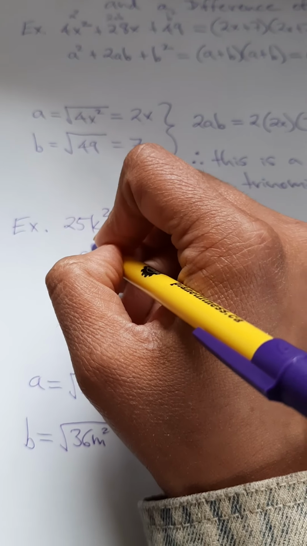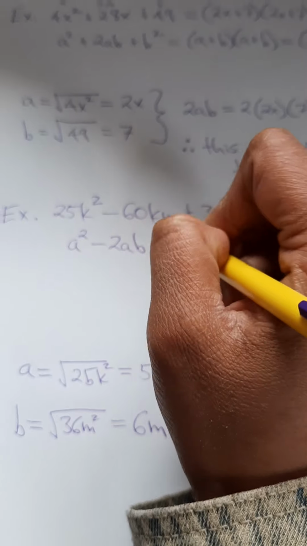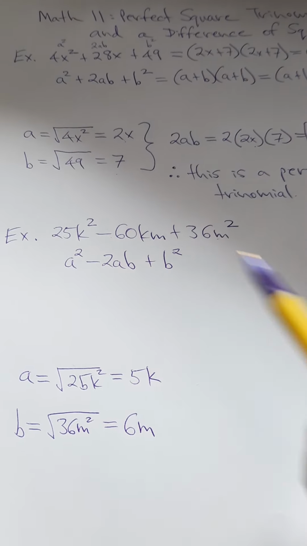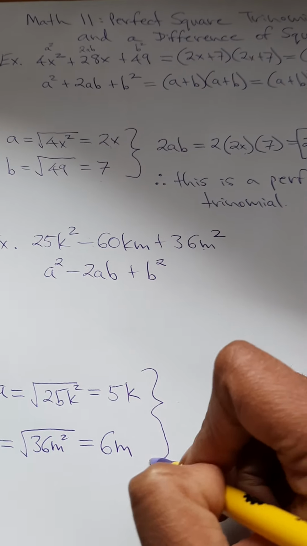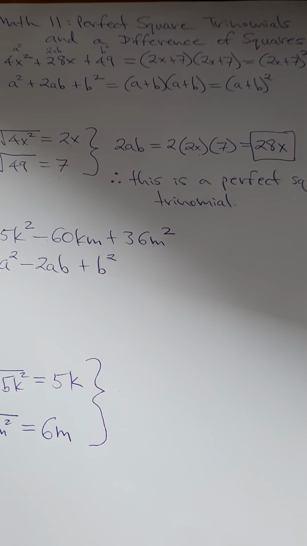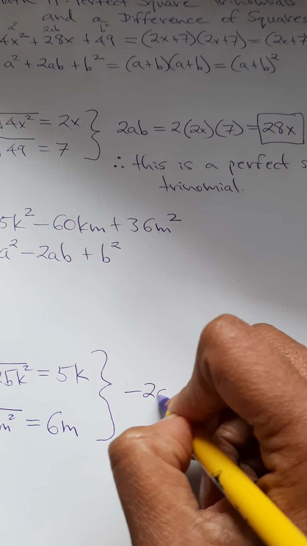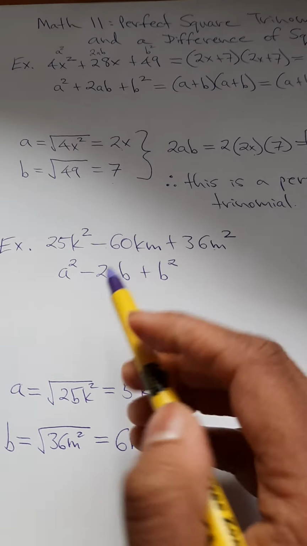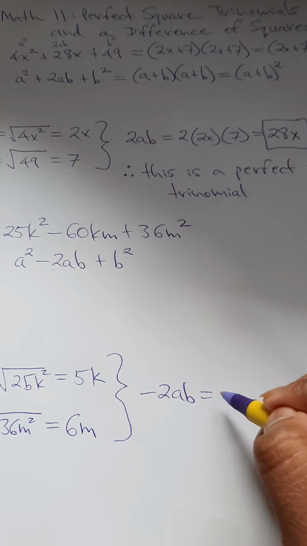So the general formula is actually a squared minus 2ab plus b squared, okay? So the only thing that's different is this negative sign here. But again, I do need to verify that this is a perfect square trinomial. So you notice in the example we did before, we had positive 2ab here. This time it's just going to be negative 2ab, which I notice is just the middle term right here. Okay, so we're going to just substitute our values.